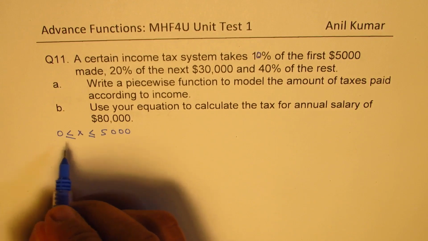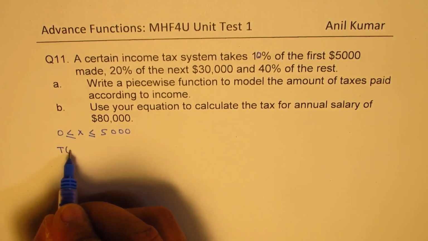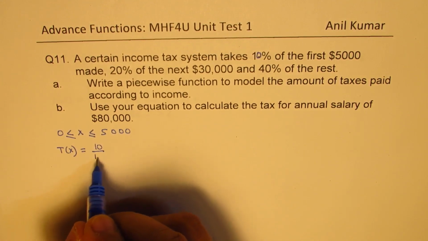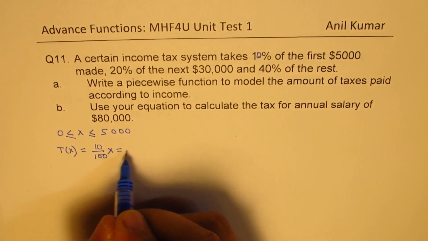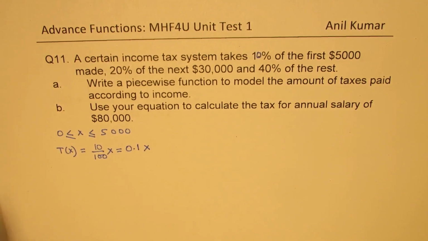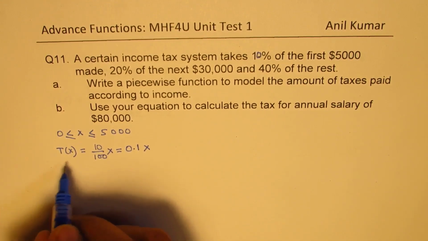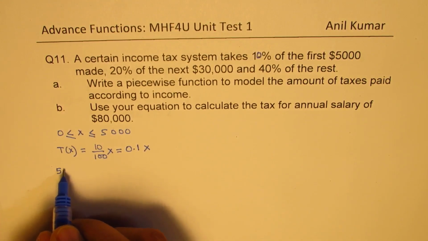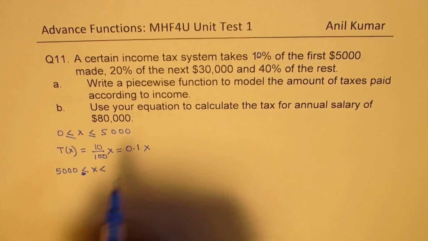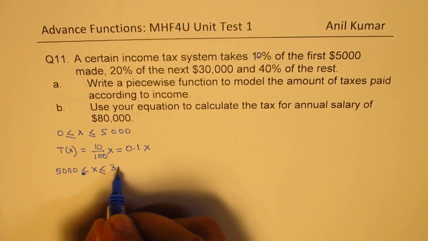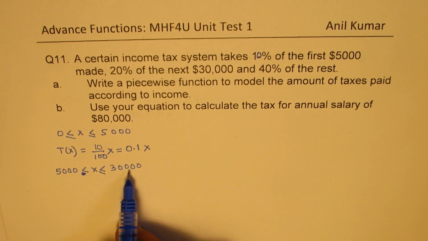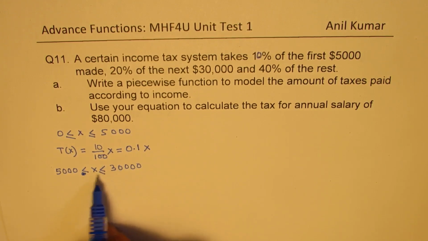So in this interval, the tax T of x, we can say, is equal to 10%, means 10 over 100 of the x value. So I could write this as 0.1x. Clear? So that is the first interval. But when the value of x is from 5,000, we should not include it here, but up to 30,000, that will be included. Right? So higher the income, you should pay lower amount. So this is included in the lower amount.